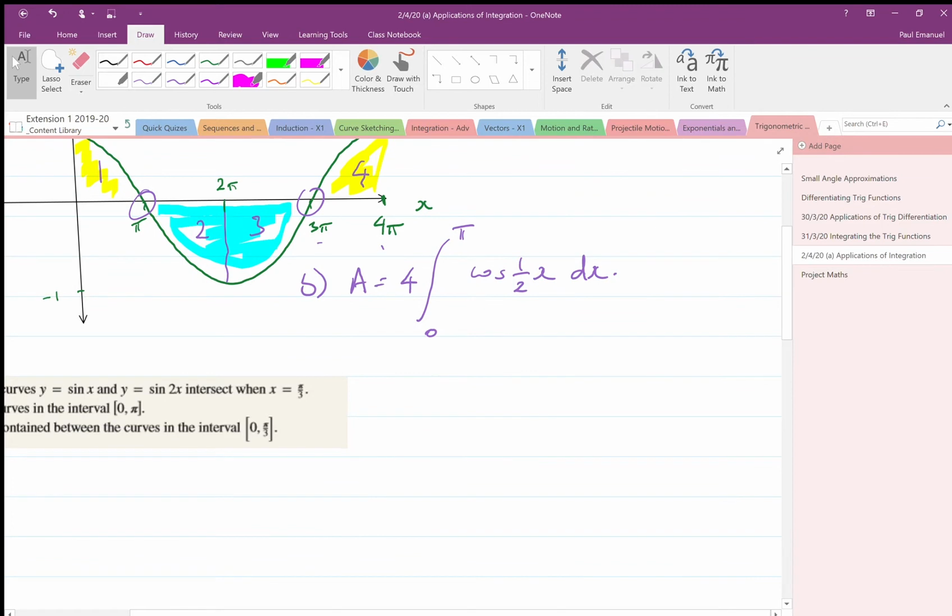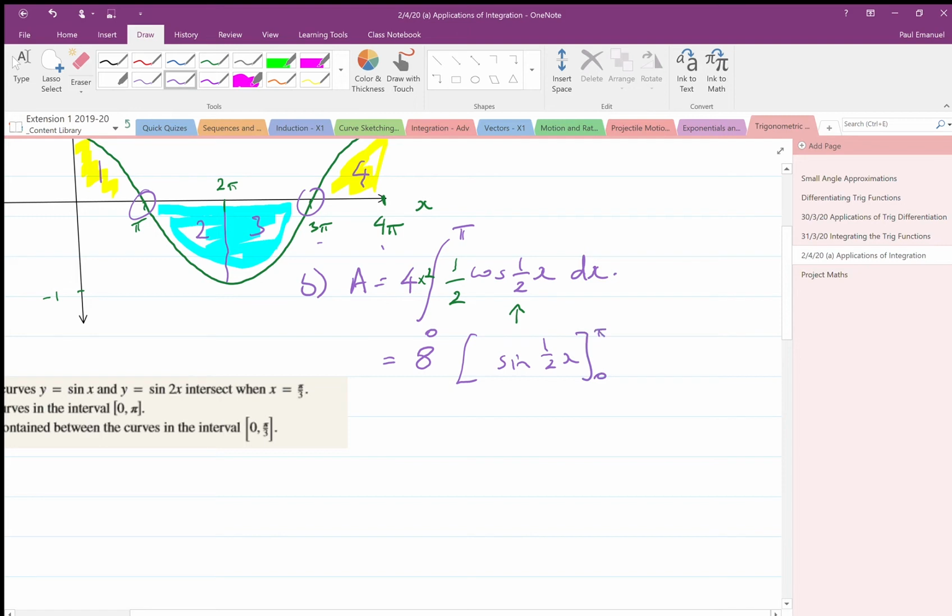So I can do that, and then I do my little standard trick where I want a half there to match this one. So that means I have to multiply by 2 to fix it up. And so I get that this equals 8 sine a half x between 0 and pi.